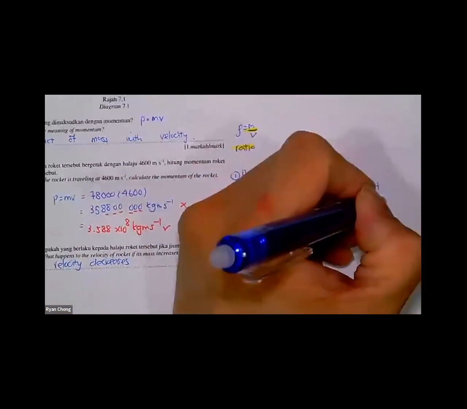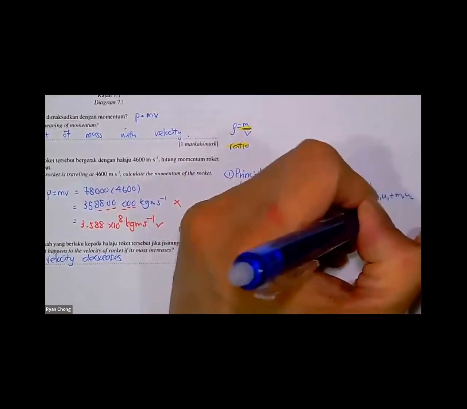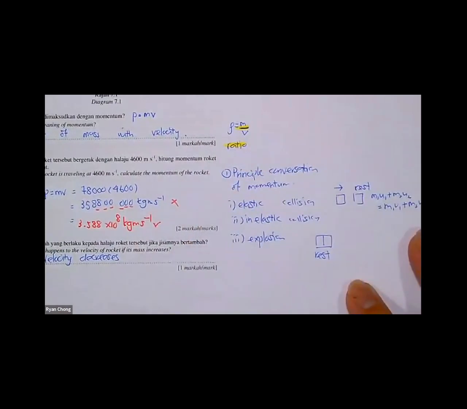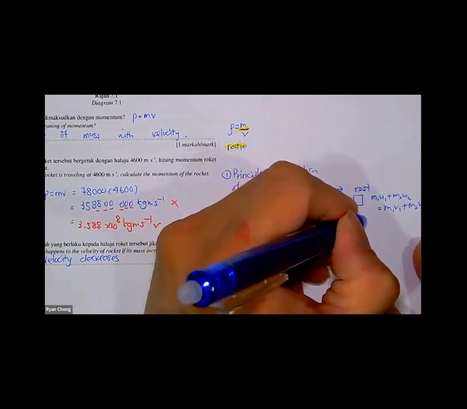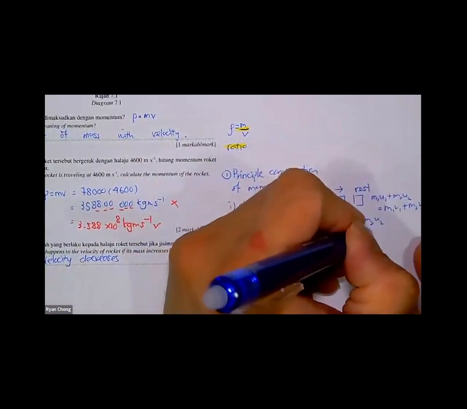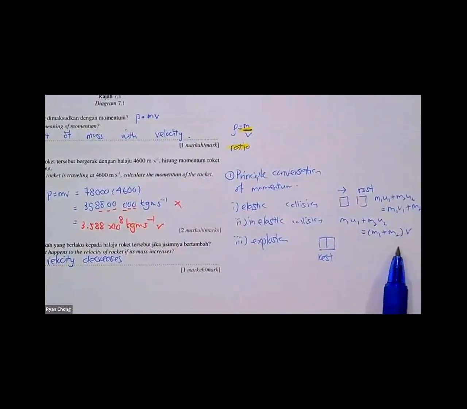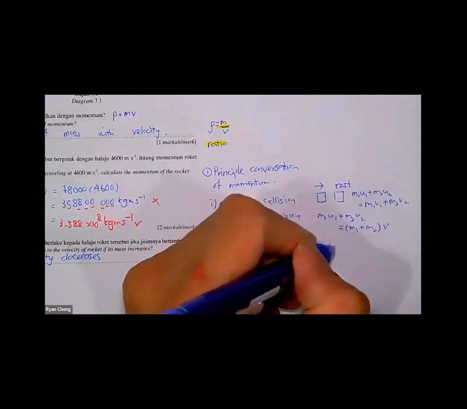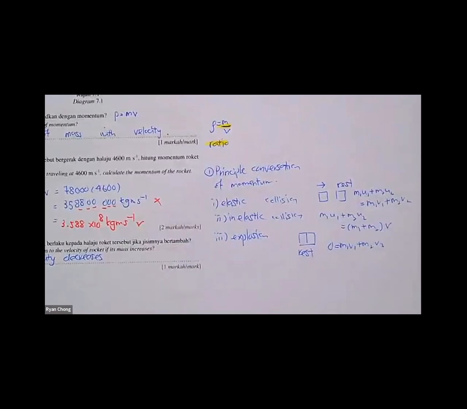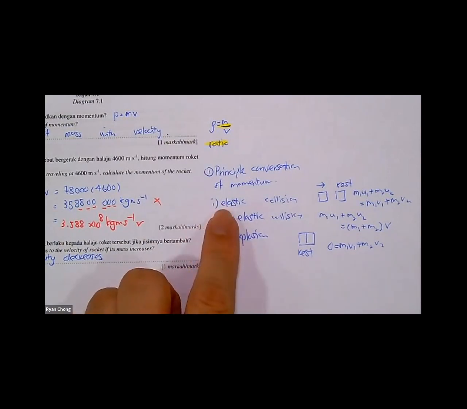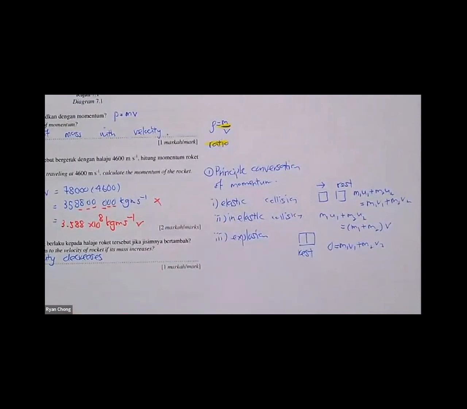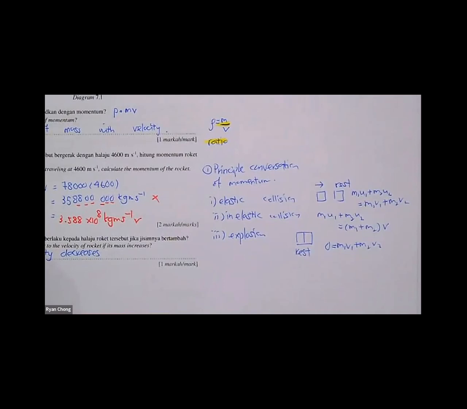So the formula, I think you will all be very familiar with: M1U1 plus M2U2 equal to M1V1 plus M2V2. While for inelastic, M1U1 plus M2U2 equal to M1 plus M2 times V, because they stick together. That's why they will have the same velocity. While explosion will be 0 equal to M1V1 plus M2V2. So this is the formula to calculate that. So for momentum, you have to really know what the situation is so that your formula will be used correctly. For elastic collision, they do not move together. For this one, they stick together. Okay, you can refer to it for a while.